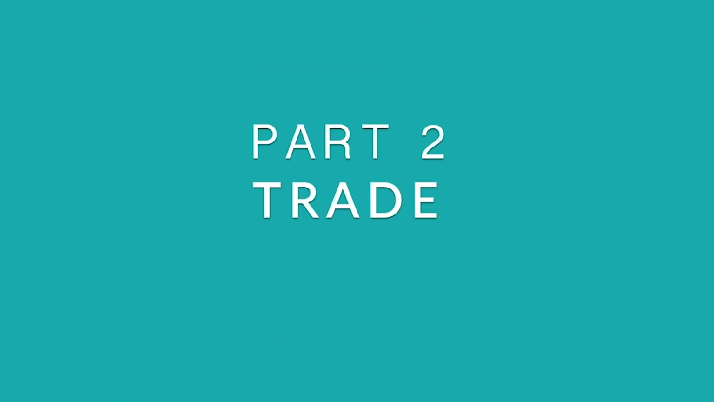Part 2 is trade. The second part establishes which businesses need to be licensed by the CFIA based on their activities. It also sets the rules around trading food internationally and interprovincially.